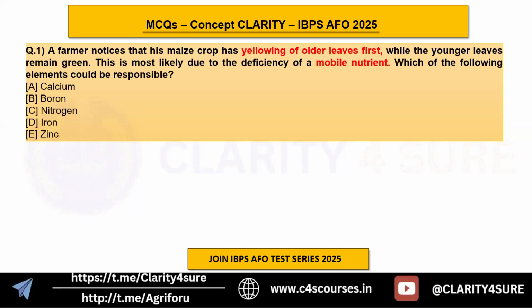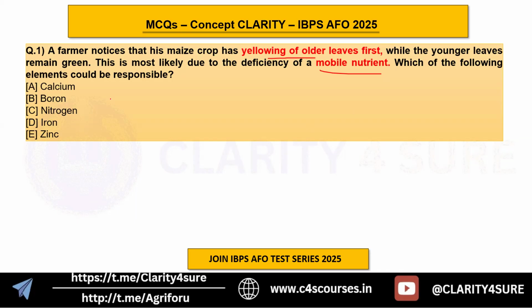A farmer notices that in his maize crop, yellowing of older leaves appears first, while younger leaves remain green. This is most likely due to the deficiency of a mobile nutrient. I have highlighted the key terms in this question to make it easy for you all to answer. Then which of the following elements could be responsible here?